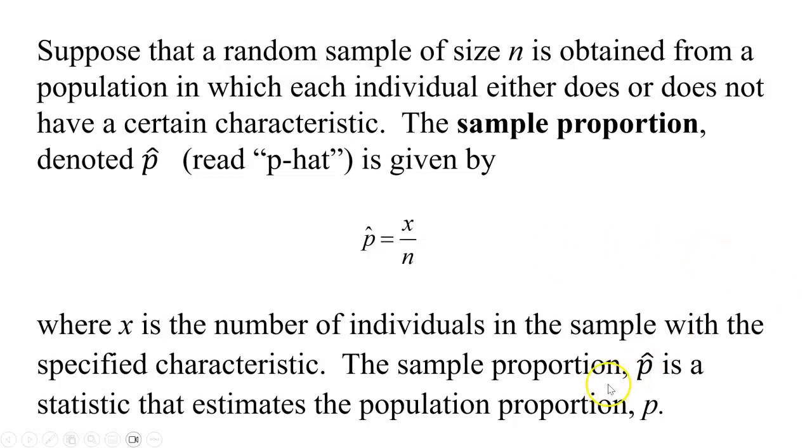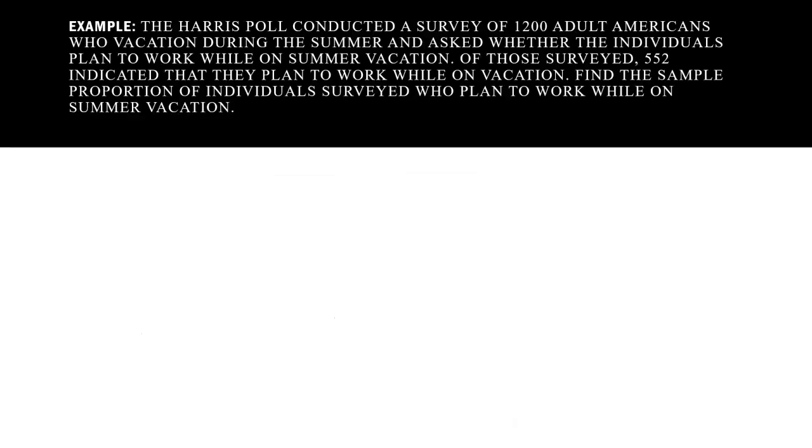So the sample proportion p hat is a statistic that estimates the population proportion p. So p is our population proportion, all right? So we got some new terms, p hat, which is the sample proportion, and p, which is the proportion of something happening, okay? So it's whatever that we're measuring.